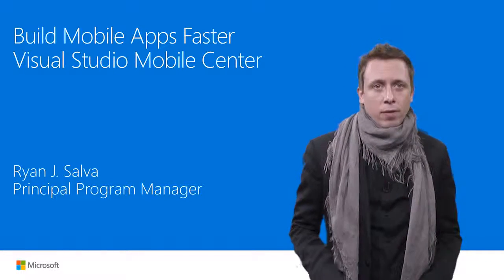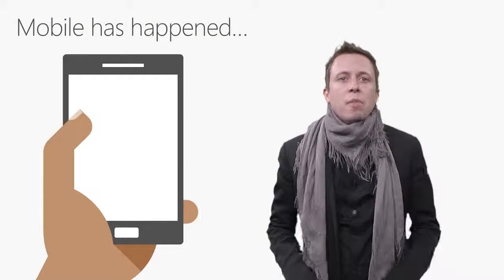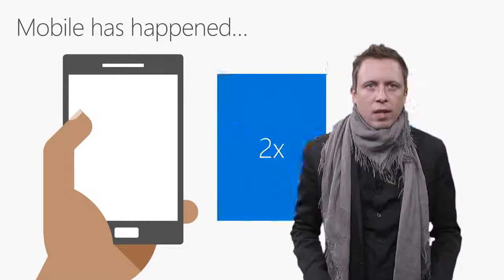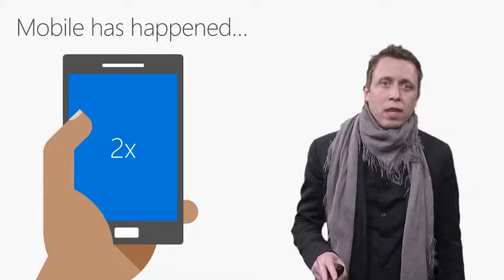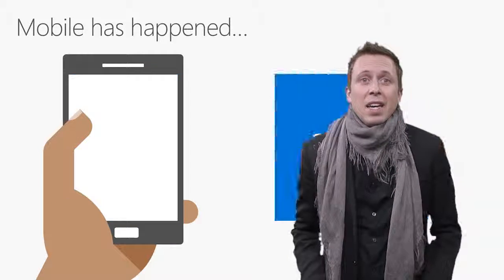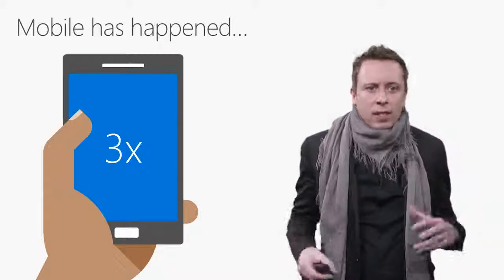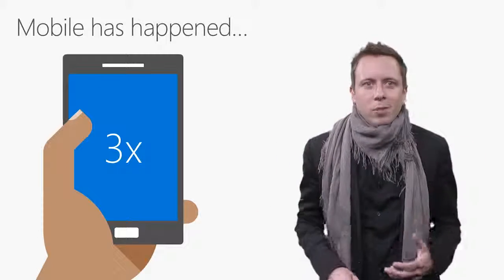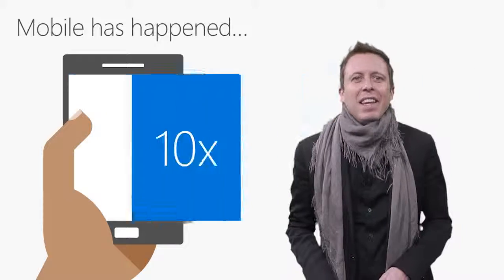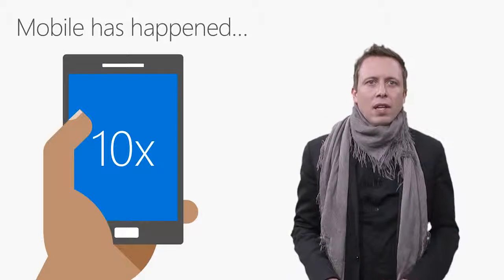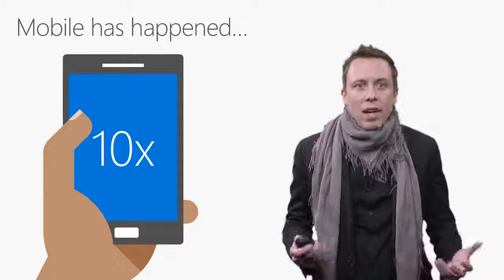I'm here today to talk to you about how Visual Studio Mobile Center can help you deliver mobile apps faster and with greater confidence. Because the truth is that mobile has happened, and it happened faster than any of us ever expected. It happened 2 times faster than the internet boom of the 90s, 3 times faster than the social media craze that consumed the entire world, it seems like, over the last couple of years, and a full 10 times faster than the PC boom of the 80s.